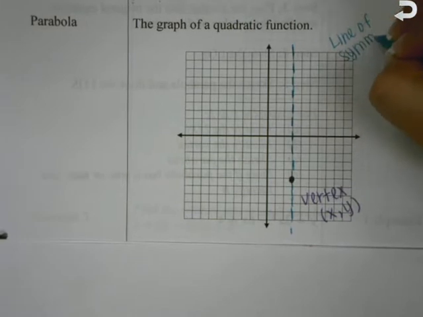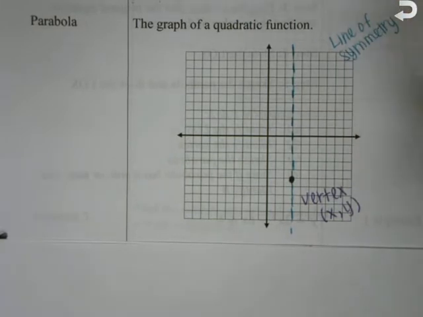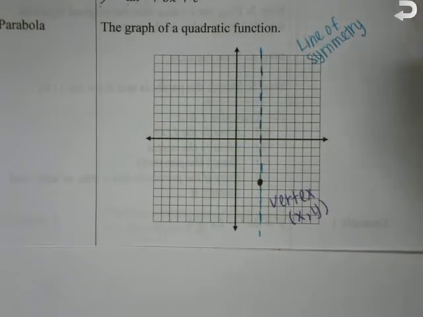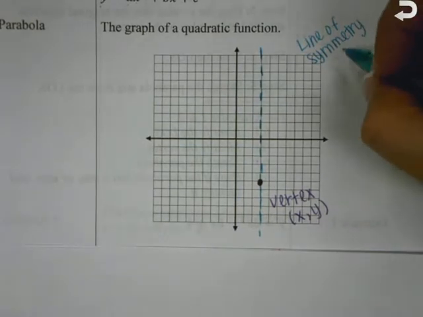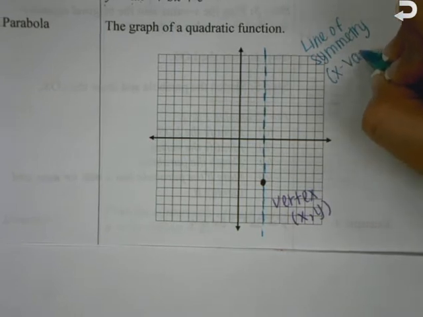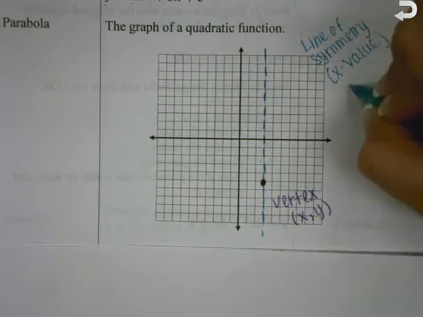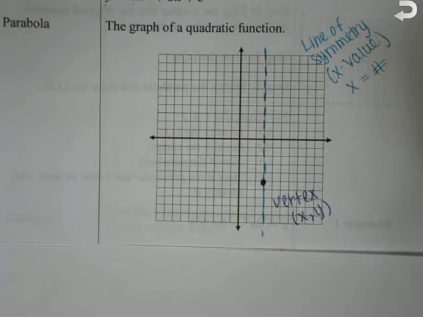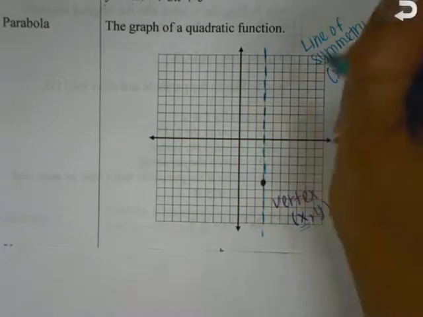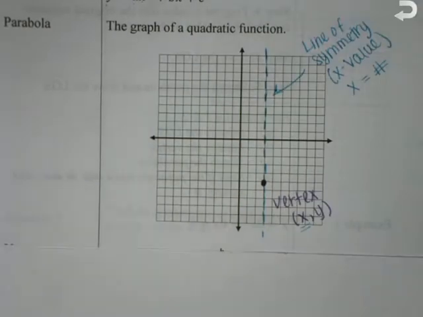The line of symmetry is always just a number. The line of symmetry is the x value of the vertex. So let's just write x value. It's just a number, x equals some number, whatever your vertex is. We shorten it to LOS. You don't have to write line of symmetry every single time.